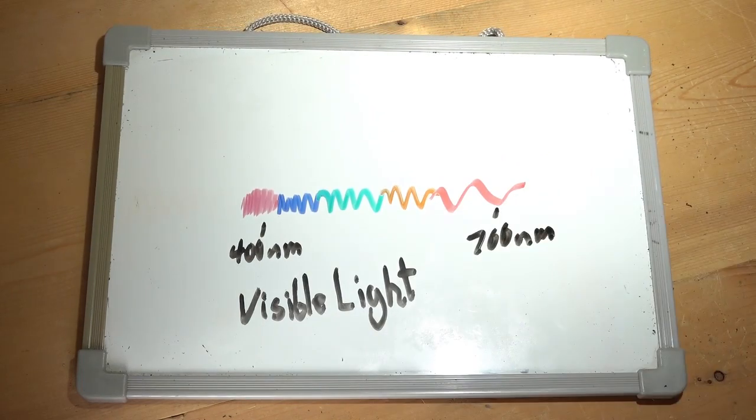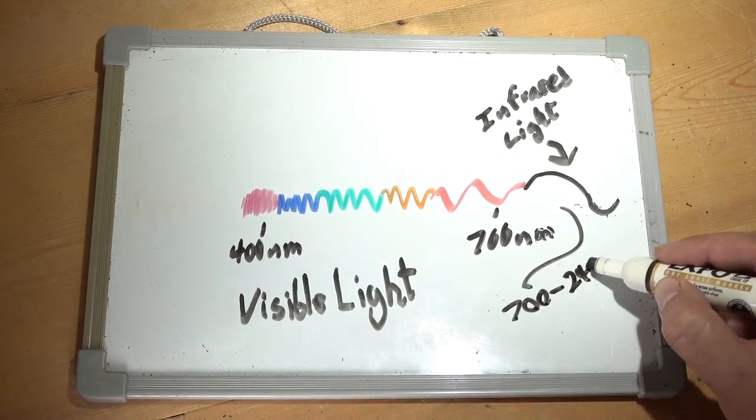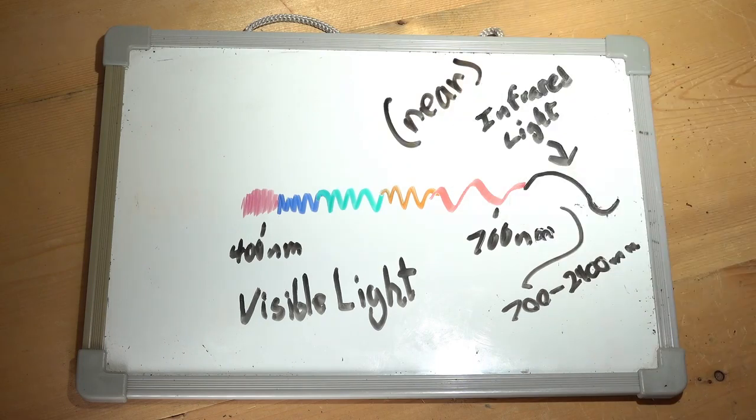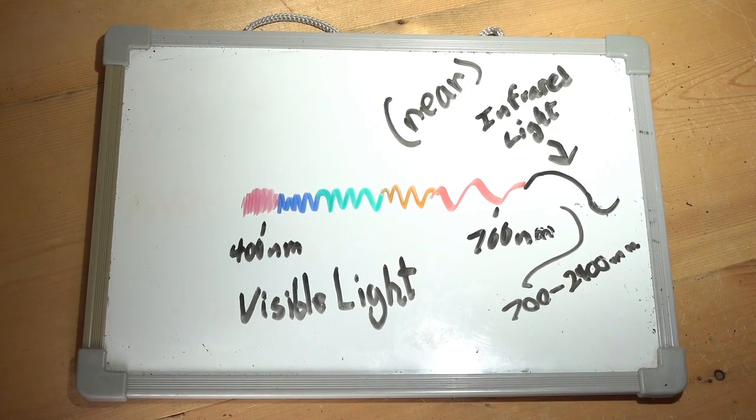Infrared light begins at wavelengths longer than red light. From about 700 nanometers to 2400 nanometers is called near infrared. This is the light we will be capturing with our camera. Longer infrared wavelengths are associated with heat and will not show up in our photographs.